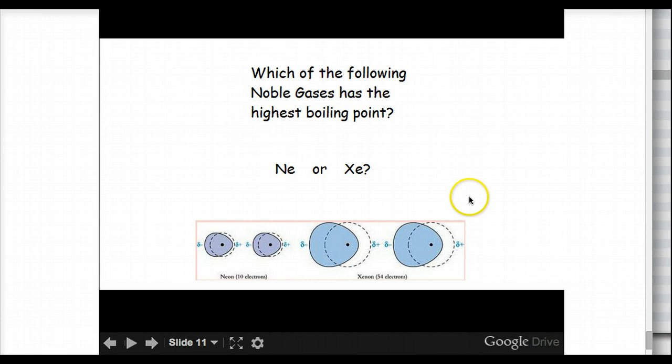Okay, which of the following noble gases has the highest boiling point? Well, neon or xenon? Well, if you look at the periodic table, xenon is atomic number 54 and neon is atomic number 10. Clearly, xenon has more electrons, therefore more polarizable, and because there's more movement in their shape, there are stronger negatives and positives created. Therefore, the attractions are greater between them, and xenon has a higher boiling point.